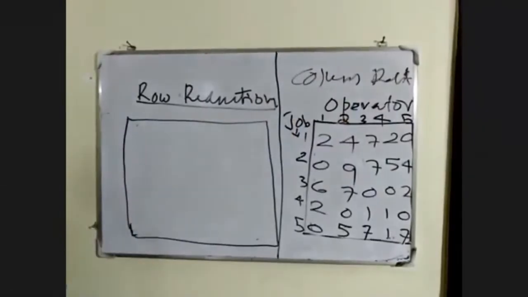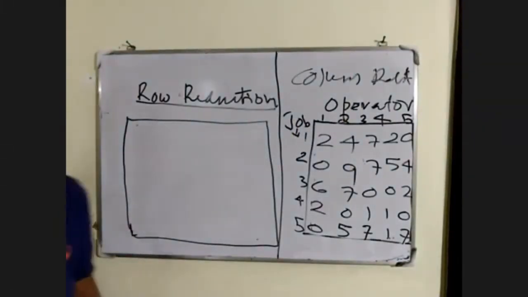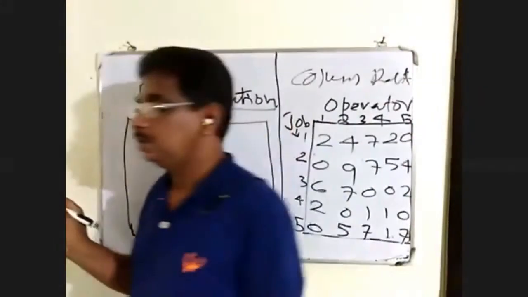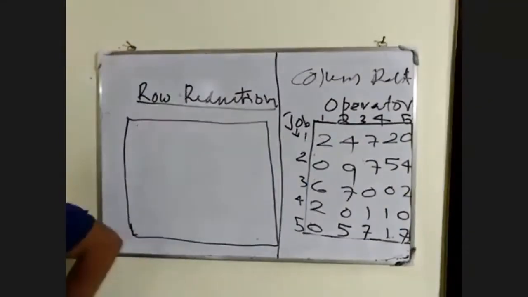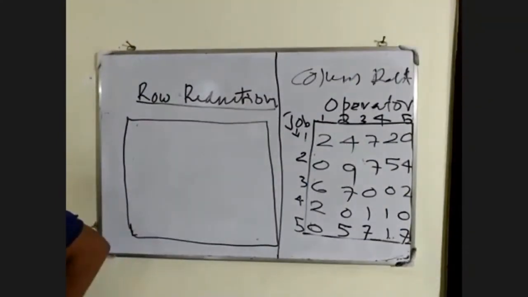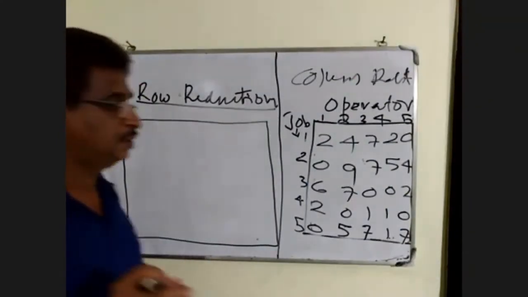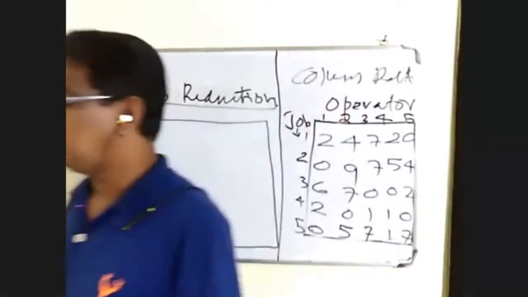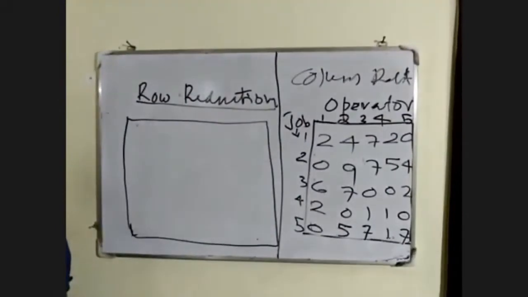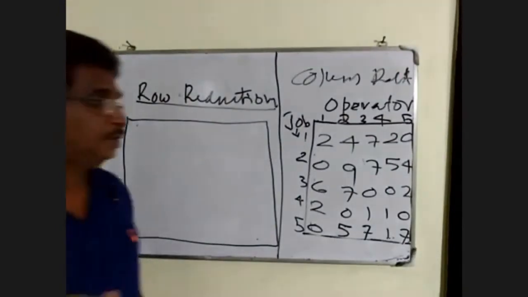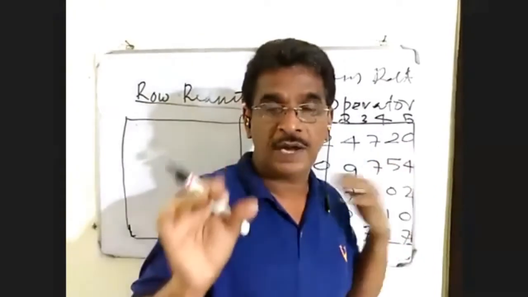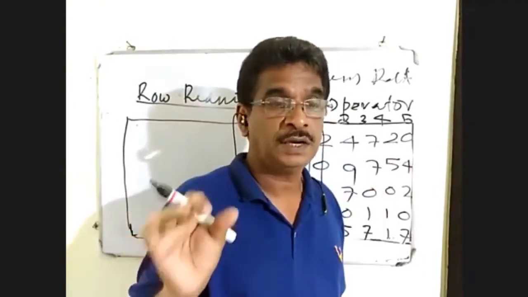Draw a minimum number of lines to cover all the zeros of the matrix. To draw a minimum number of lines, the number of zeros matters.